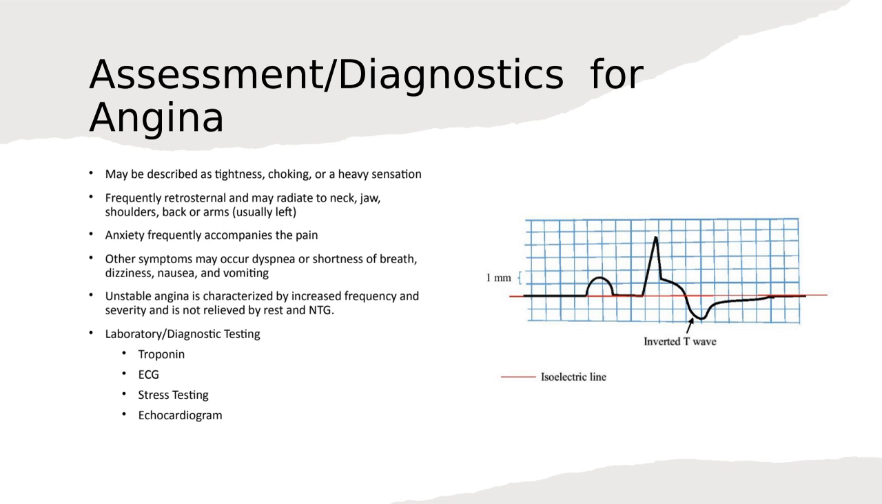You guys need to remember that. On an EKG, you will see an inverted T wave on somebody that has unstable angina, and that's the presence of myocardial ischemia causing a depressed T wave. And then obviously you would get a troponin, an ECG, stress testing, and echo, just to see what's causing the underlying angina.